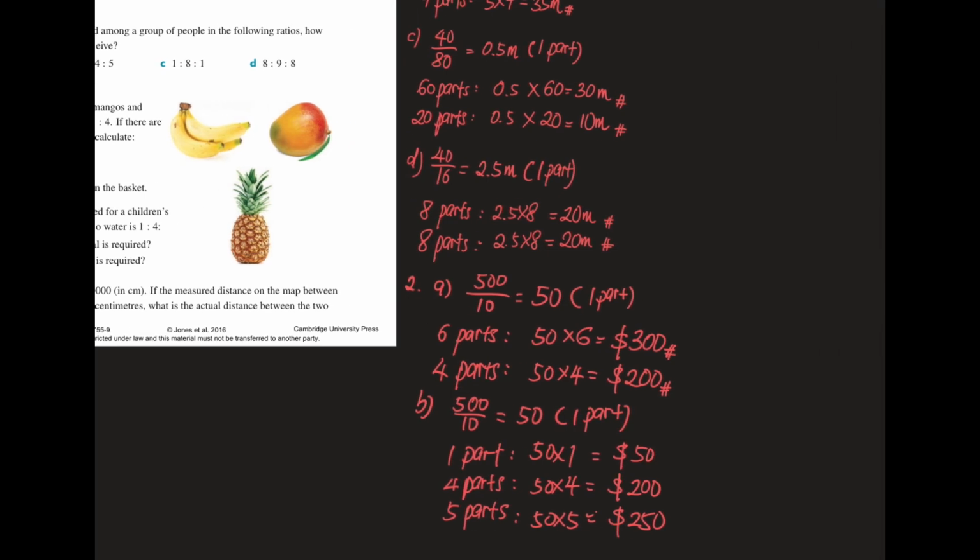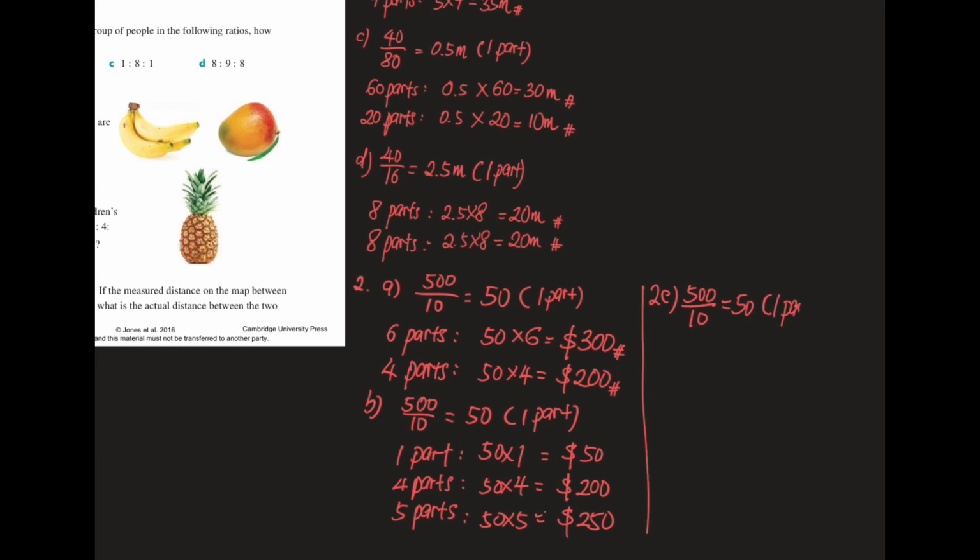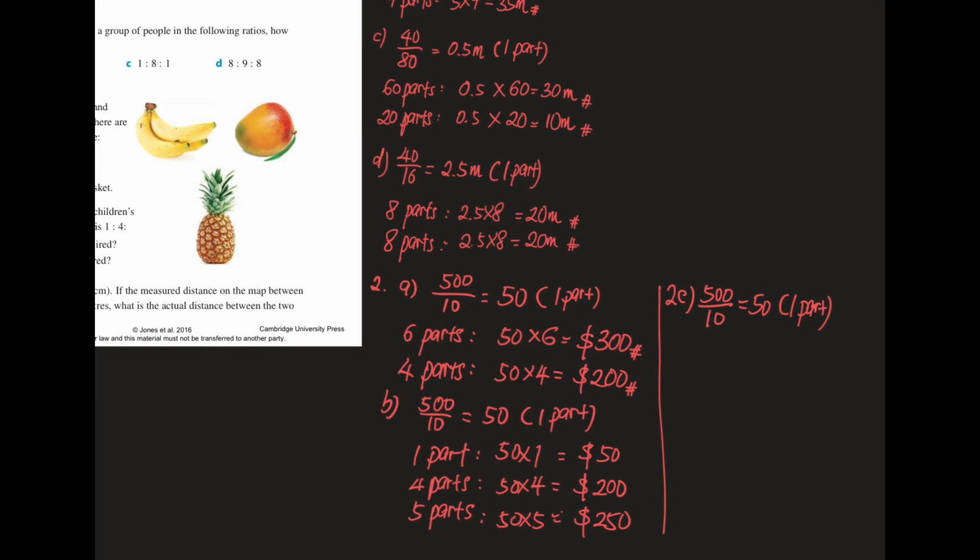Now let's move on. Question C. 1 to 8 to 1. So again, we total up the parts here. 1 plus 8 plus 1, we get 10 parts. So question 2C. 500 divided by 10 parts. So we get 50 again. That represents 1 part. And now we have to split the money into 1 part, 8 parts, and 1 part.